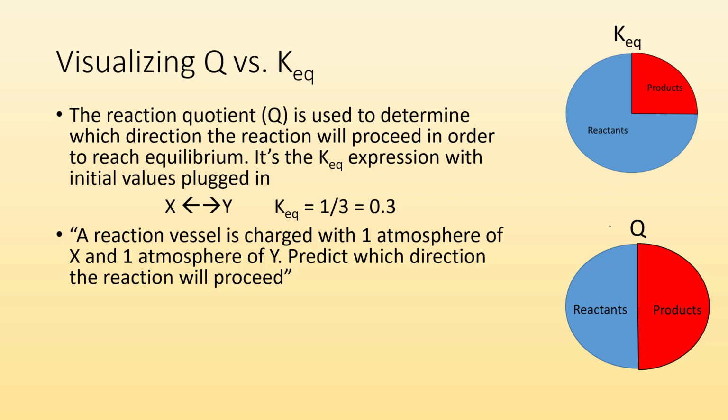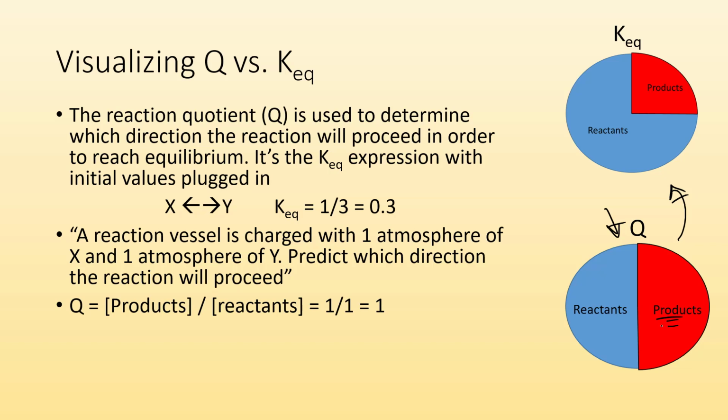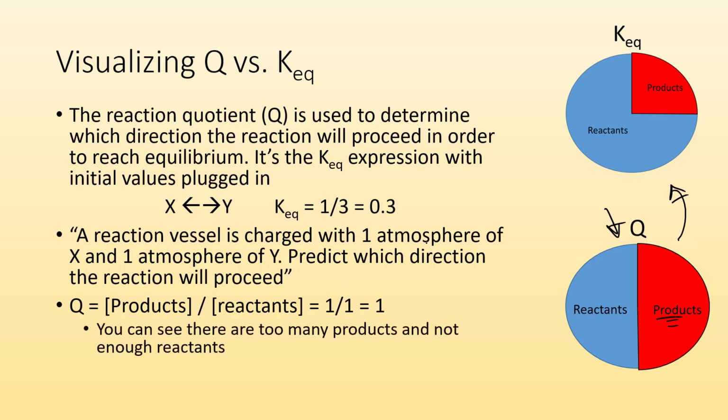Alright, so if I were to visualize Q, it's a 1-to-1 ratio, or 50-50. So you can tell right now that this is not the same thing as my KQ. I have way too many products. So what's going to happen? Well, because our Q is equal to 1, it's the KQ expression but with our values plugged in. That tells me that my Q is bigger than my KQ. I have too many products.